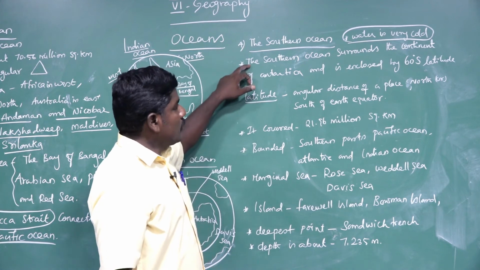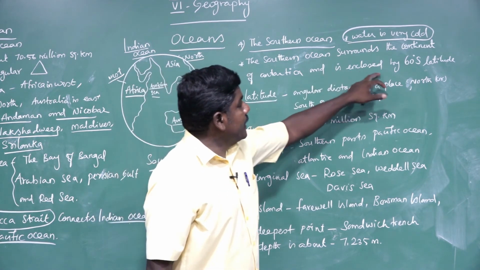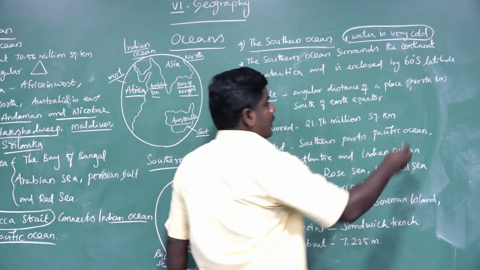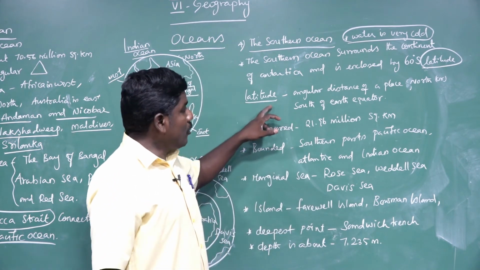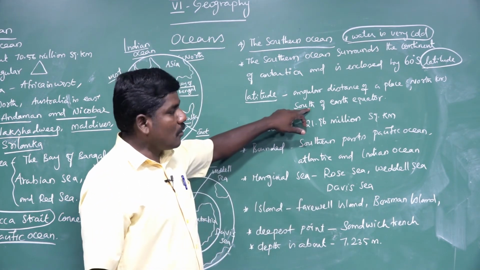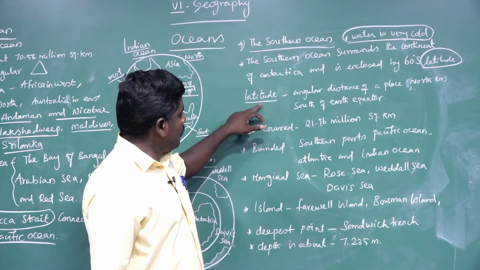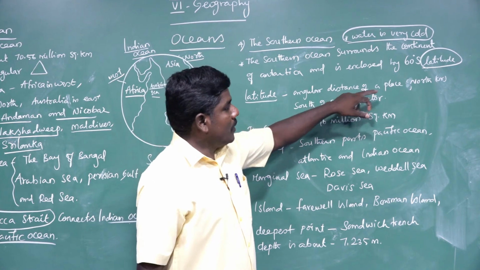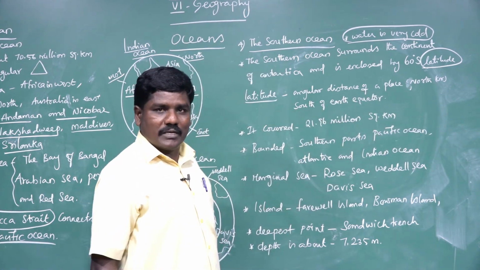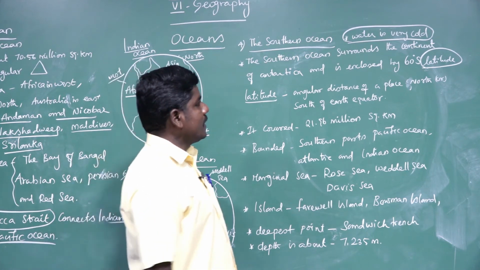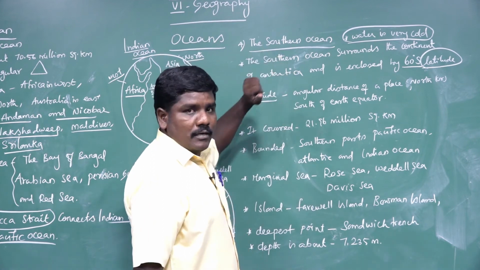And then the Southern Ocean surrounds the continent of Antarctica and is enclosed by 60 degrees south in latitude. Latitude means the angular distance of a place north or south of the earth's equator. So that is called latitude. Mostly the 60 degrees south latitude is found in the Southern Ocean.